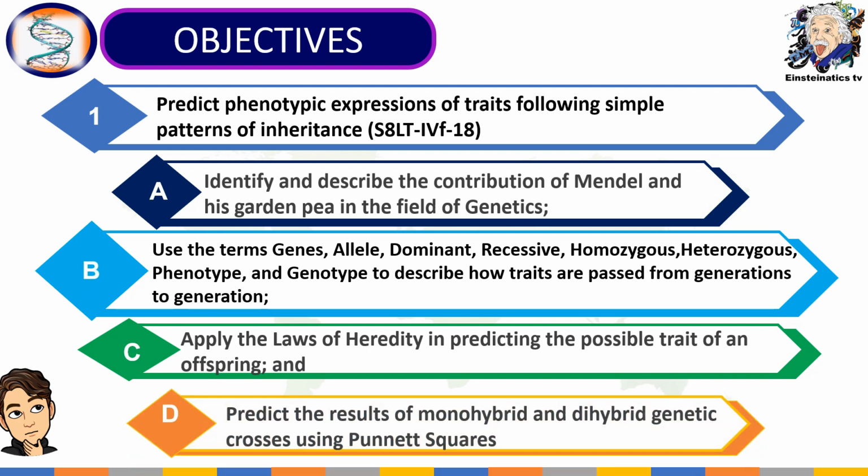And the last one, we are going to predict the result of monohybrid and dihybrid genetic crosses using Punnett Squares.